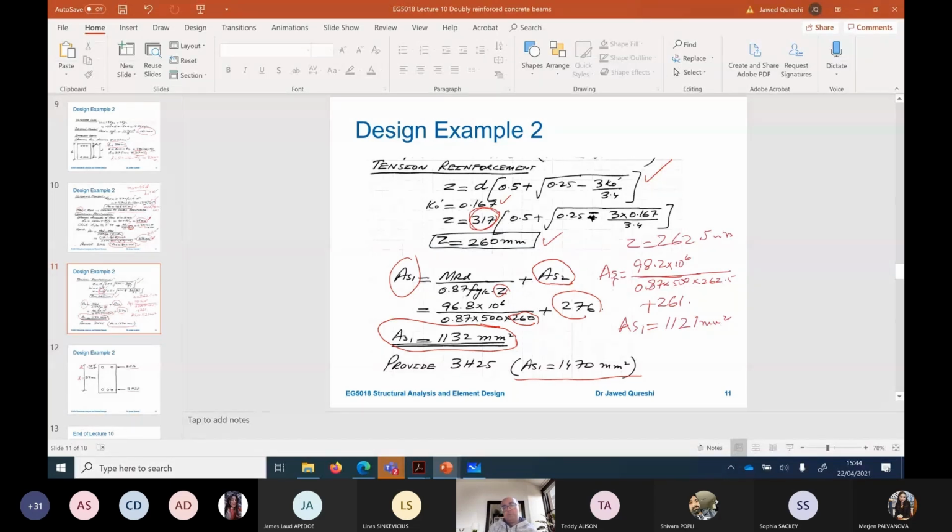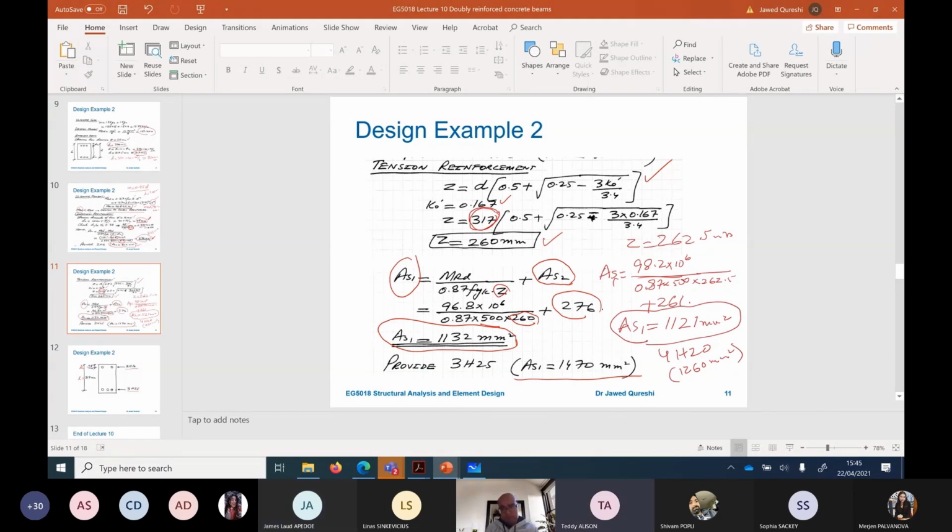If you were assuming it to be, say, 32 millimeter H32, then certainly it will affect quite a lot. So required is going to be less. Probably you don't need to check it as well, even if you're using 4H20. The 4H20 will be a little bit of an economical solution because it will give you 1260 millimeter square. Does it make sense? Yeah.